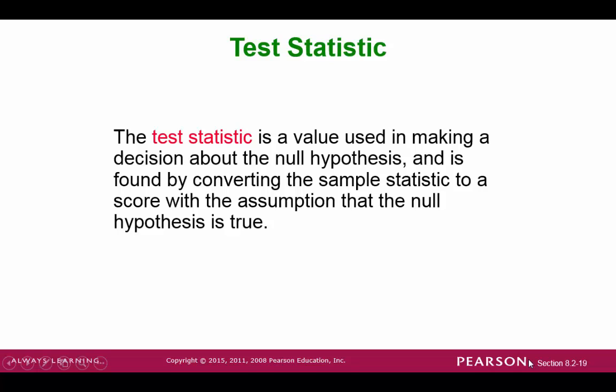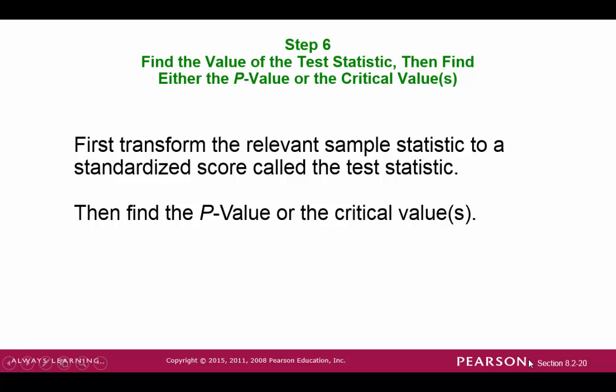The test statistic is a value that we're going to be making a decision about the null hypothesis with. And we convert the test statistic basically into a score that would align with the distribution that we're using. In step 6, we would find the test statistic and/or the p-value. Actually, for us, we were going to be finding both in most cases, and we can either choose the p-value method or the critical value method.